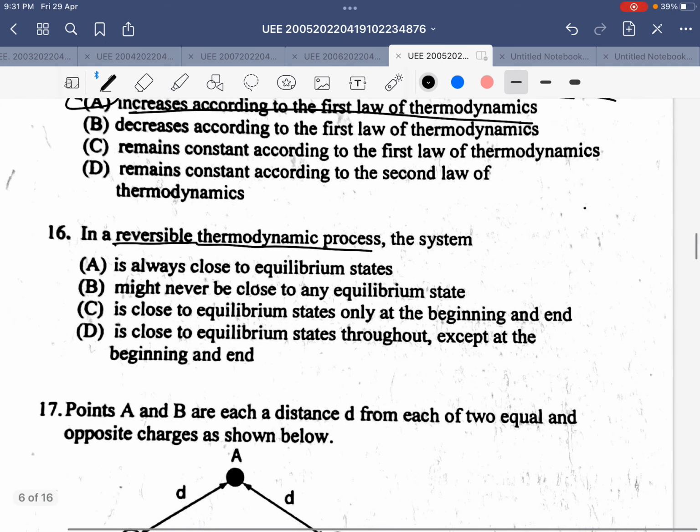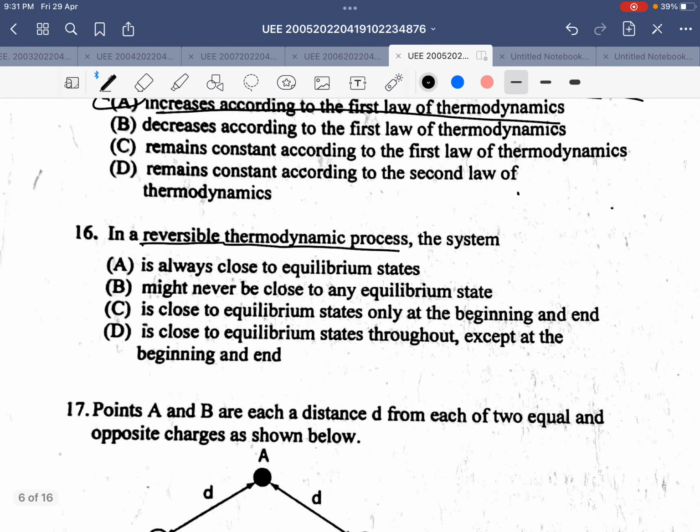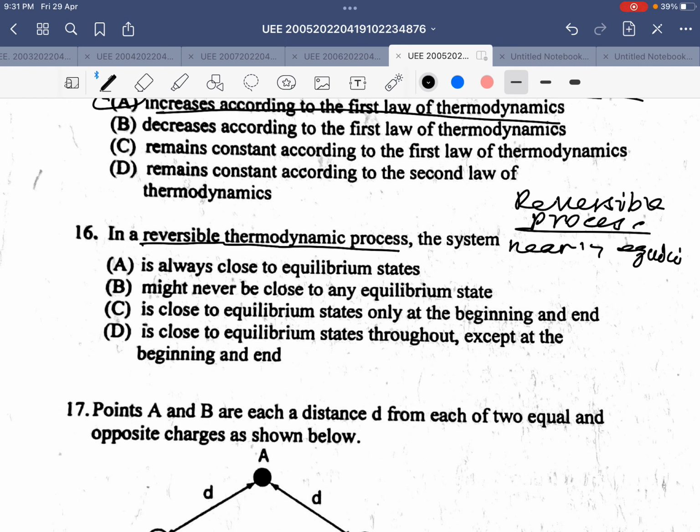is always close to equilibrium state. Reversible process. Let me write a little about the reversible process. Reversible process. It is nearly equilibrium process. It is quasi-static process. Very slow. Quasi-static.